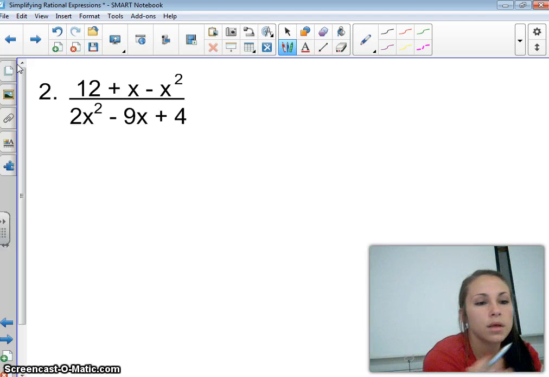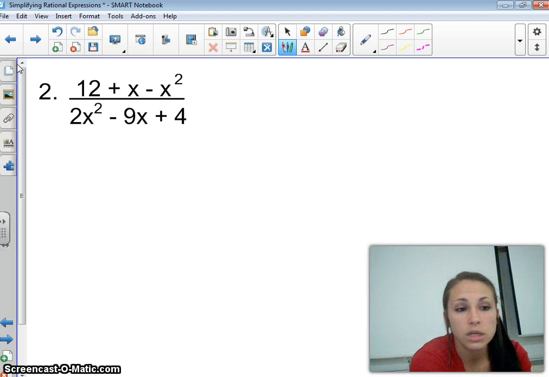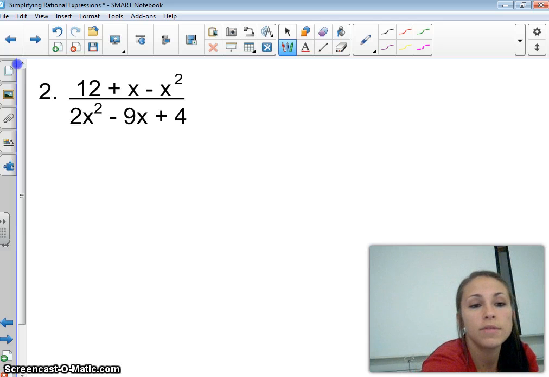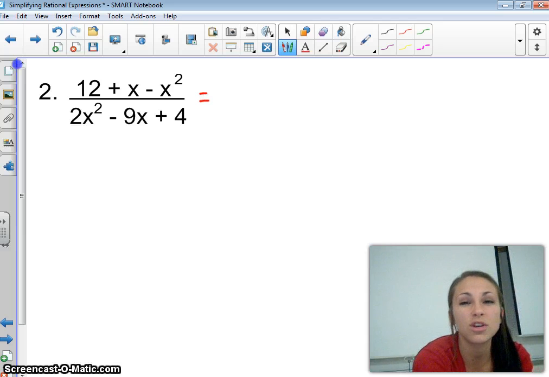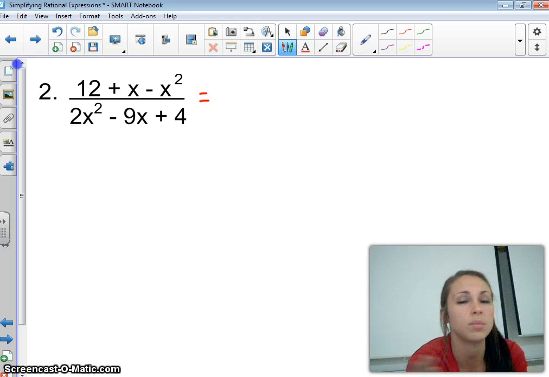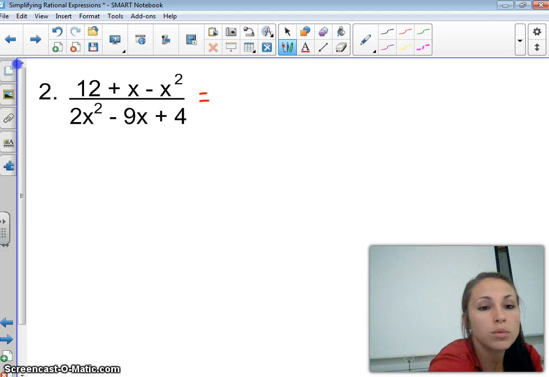Alright, number 2. I'm going to do the exact same thing with number 2 as I did with number 1, except before I can factor or backwards FOIL the top of this one, I need to turn it around. And I would like for you to always show this step because a lot of people will try to do it in their heads and it messes them up.